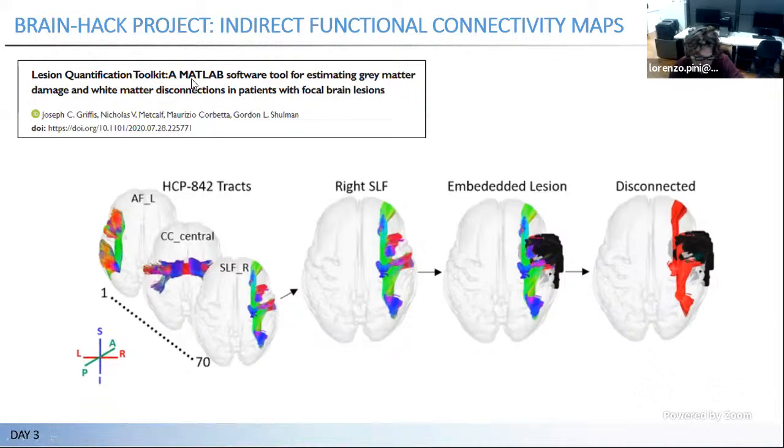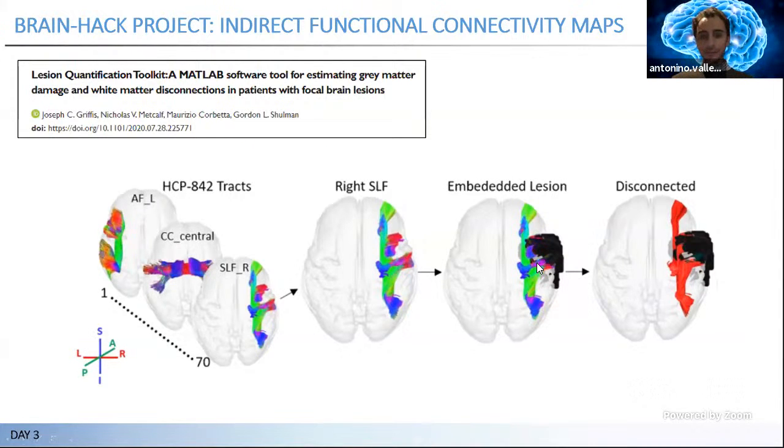Then we investigated whether these atrophy maps were linked with specific structural connections. We used the toolbox of Joseph Griffiths, published this year, 2020, in which more than 800 tracts from the Human Connectome Project are available. And this tool can assess, using the atrophy map, which tracts are disconnected.